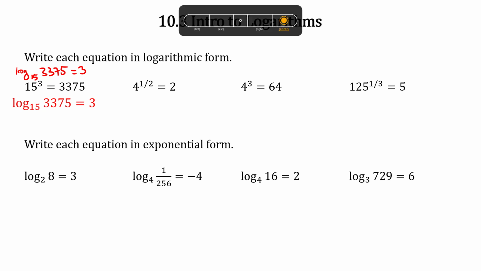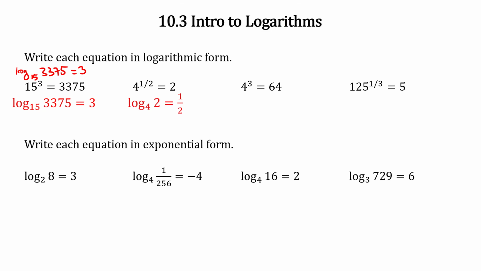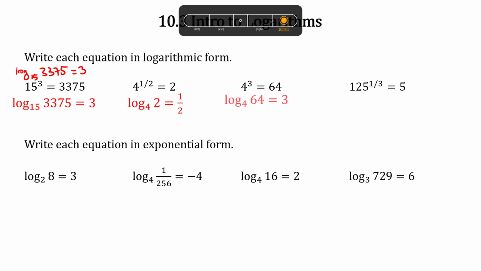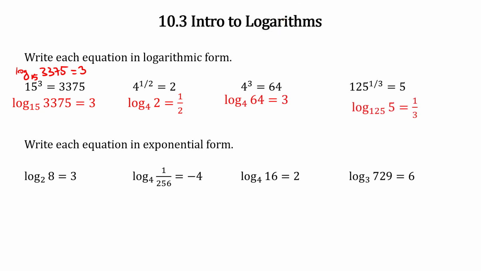All right, so this would be log base 4 of 2 equals 1/2. Next one would be log base 4 of 64 equals 3. And then log base 125 of 5 equals 1/3. So now we're going the other way. First thing you're going to do down here is get rid of this log. You leave the first number and you switch the second two numbers.